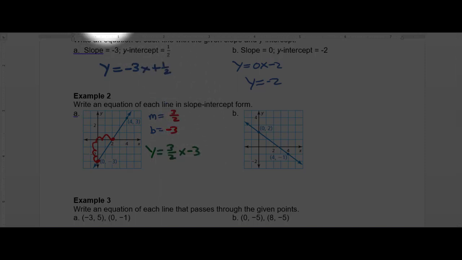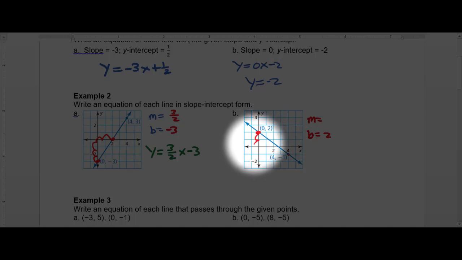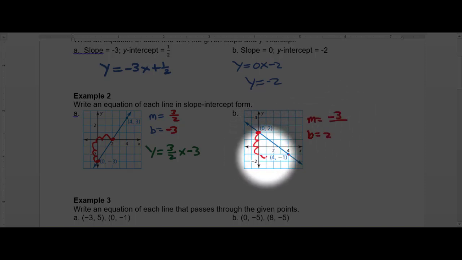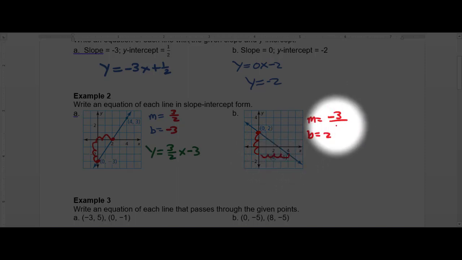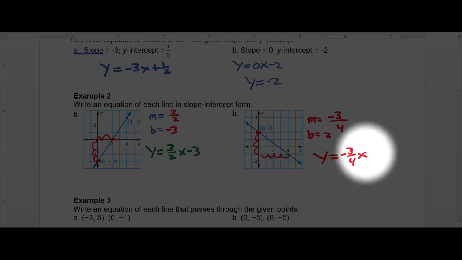Next example, let's go ahead and find our m and the b as well. So the y-intercept is right here, which is at positive 2. The slope looks like this is the other point, so I'll go down 1, 2, 3, so -3. And I go over 1, 2, 3, 4, so -3 over 4. So I'm going to write y equals my slope, which is -3/4, times x, and my intercept, which is plus 2.